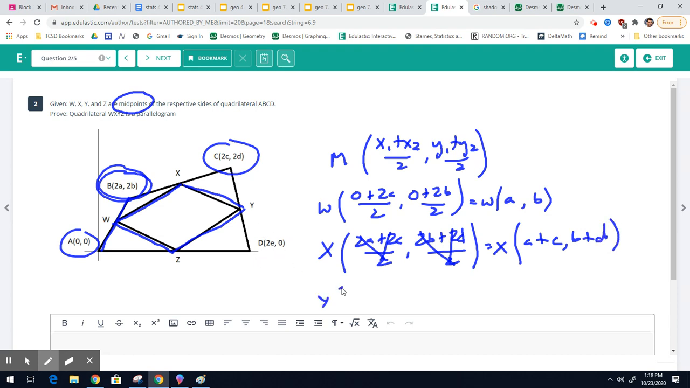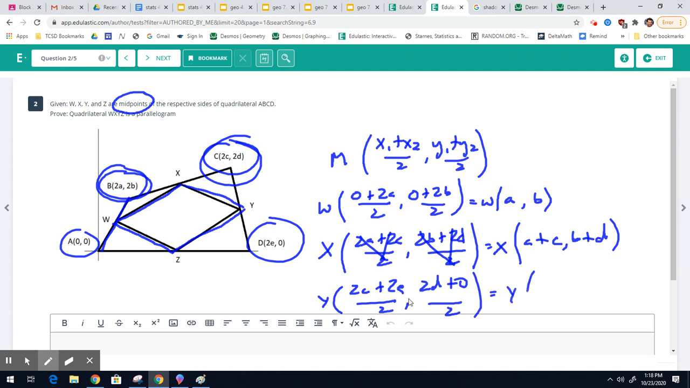Okay, Y. So for Y, I'll use C and D. So that's going to be 2c plus 2e divided by 2, and then 2d plus 0 divided by 2. So for Y, again, the 2's canceled. That'll just be c plus e. And over here, the 0 doesn't matter. The 2's canceled. That'll just be d.